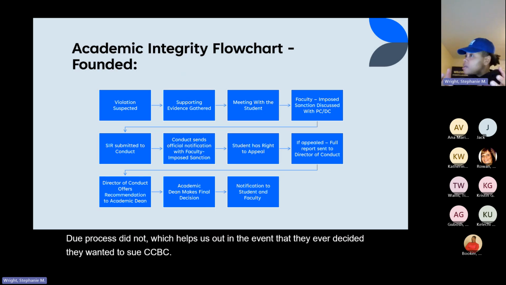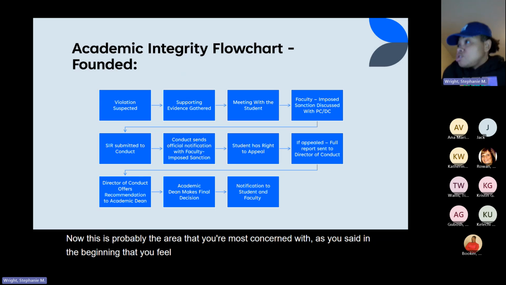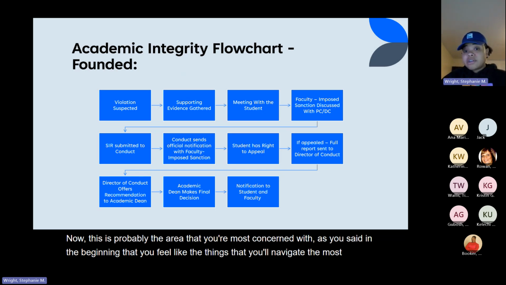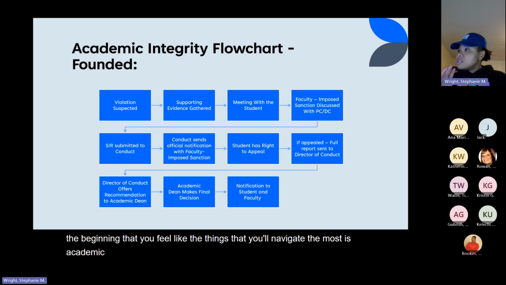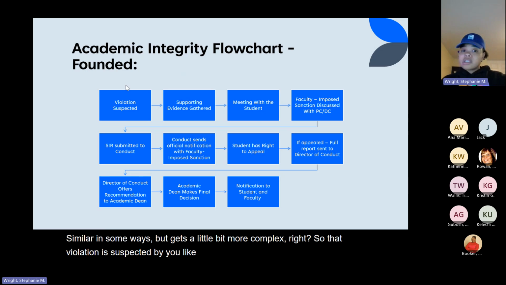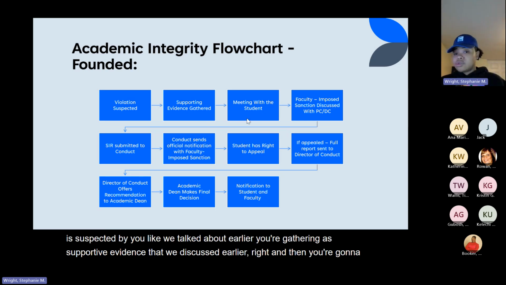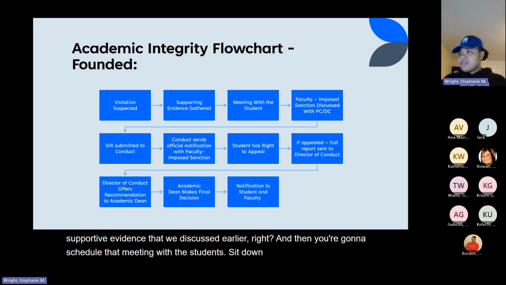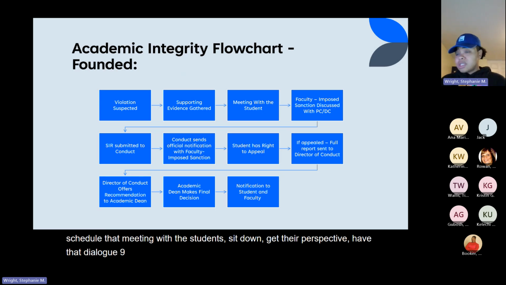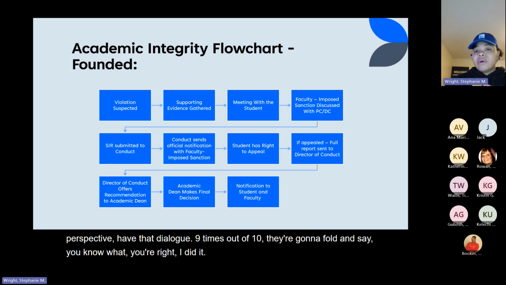Now, this is probably the area that you're most concerned with, as you said in the beginning, that you feel like the things that you'll navigate the most is academic integrity. Similar in some ways, but gets a little bit more complex, right? So that violation is suspected by you, like we talked about earlier. You're gathering that supportive evidence that we discussed earlier, right? And then you're going to schedule that meeting with the student, sit down, get their perspective, have that dialogue. Nine times out of 10, they're going to fold and say, you know what, you're right. I did it. If you address that the right way.